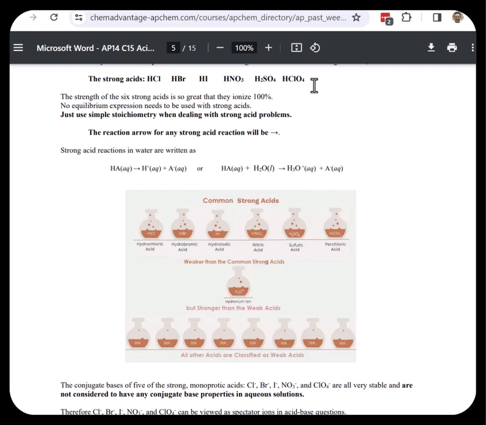Nitric, sulfuric, and of course perchloric. These are our strong acids, and notice they've got these little bubbles on them because they completely ionize. All of the other acids are considered to be weak acids, that they hardly end up producing H3O+. They stay pretty much as their weak acids.